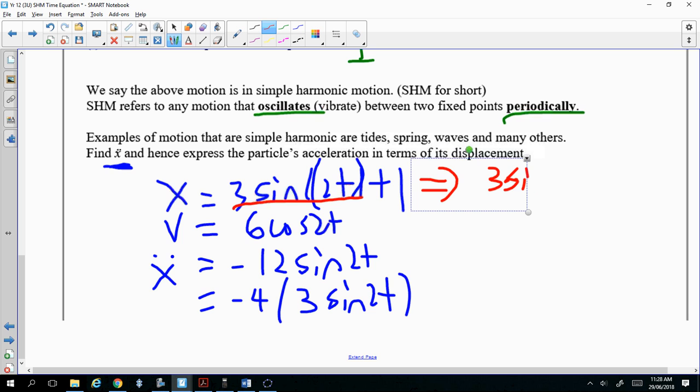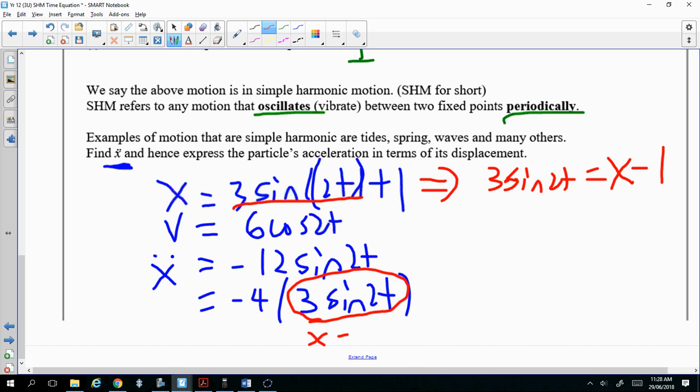So that can be replaced by x minus 1. So you can express acceleration in terms of displacement. So acceleration is negative 4(x minus 1). This is a very similar concept to exponential growth.